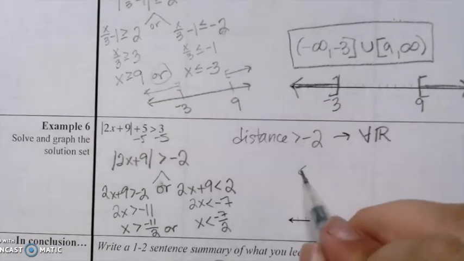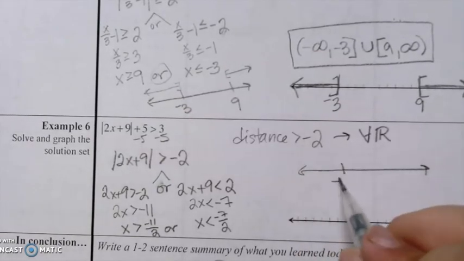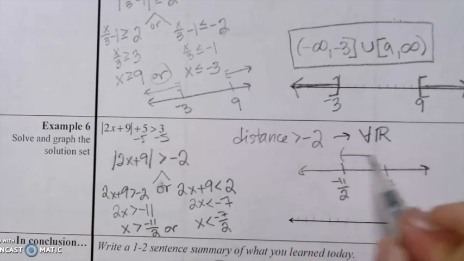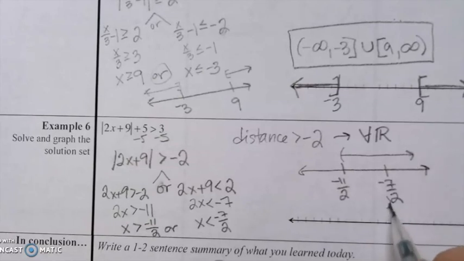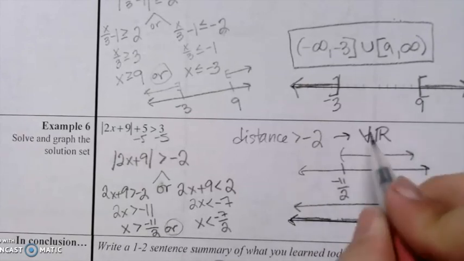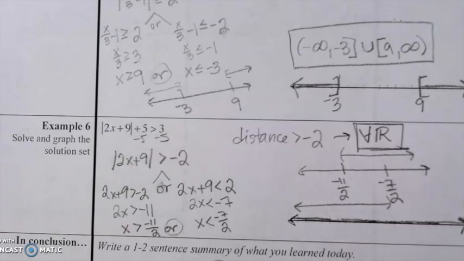So when we graph this on a number line, we have negative 11 halves, which is smaller than negative 7 halves. X is greater than negative 11 halves or less than negative 7 halves. It's an or, so we're taking everything. Well, I have everything on the left, in the middle, and on the right. So our solution is all real numbers, just as we predicted.